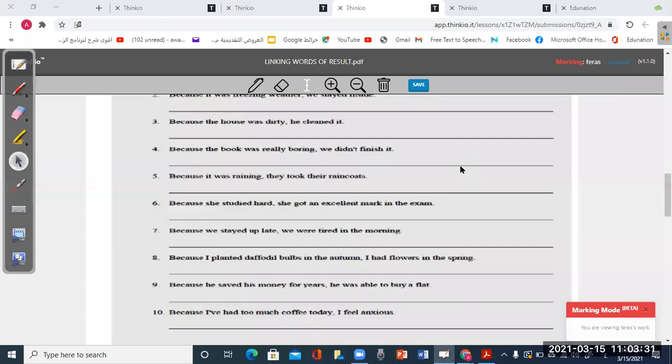Number 8. Because I planted daffodil bulbs in the autumn, I have flowers in spring. Because I planted daffodil bulbs in the autumn, so I have flowers. I planted daffodil bulbs in the autumn, therefore I have flowers in the spring.